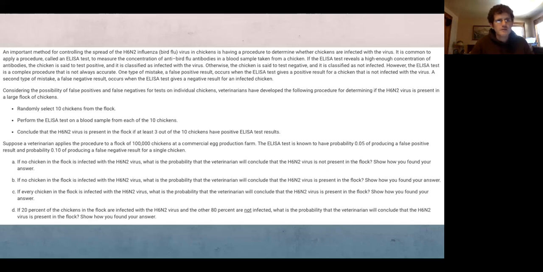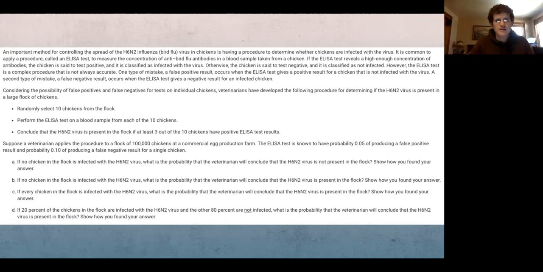So an important method for controlling the spread of bird flu, a specific strain, is to check a group of chickens. It's called the ELISA test. Now, we already ran into that before. If the ELISA test reveals a high enough concentration of antibodies, the chicken is said to be positive and is classified as infected with the virus. Otherwise, it's said to test negative and is classified as not infected, but it's not always accurate, and we'll learn about the errors that we get.